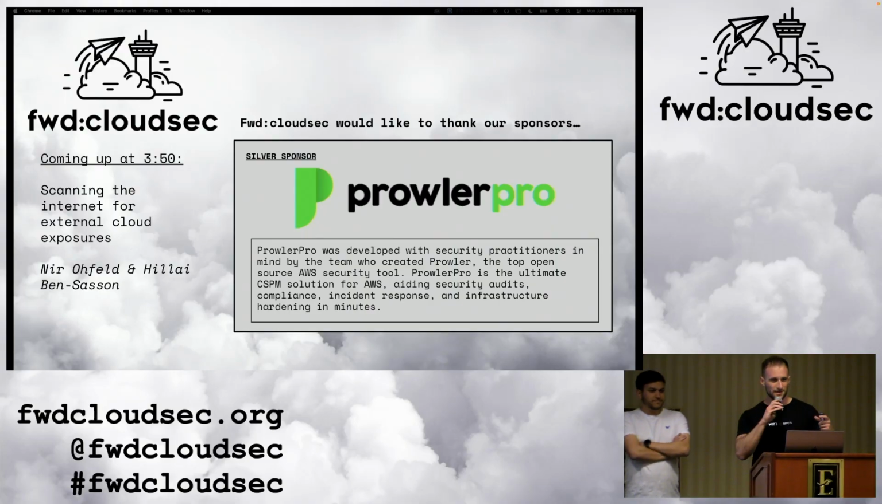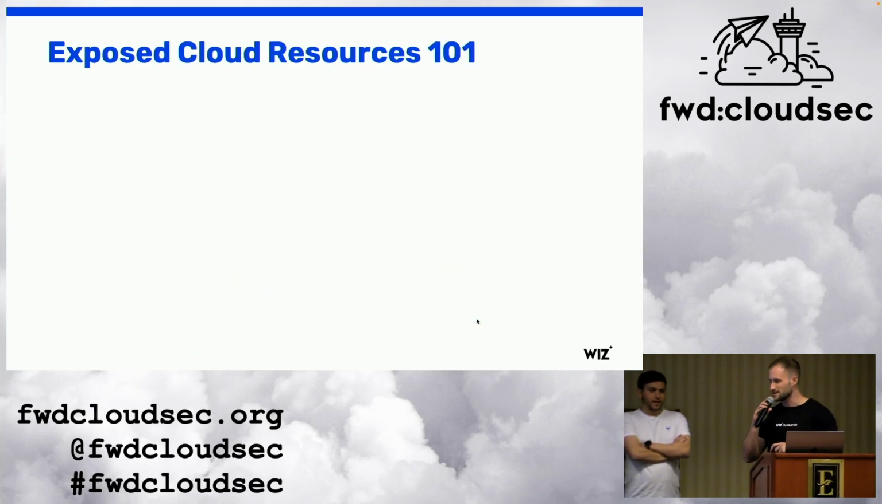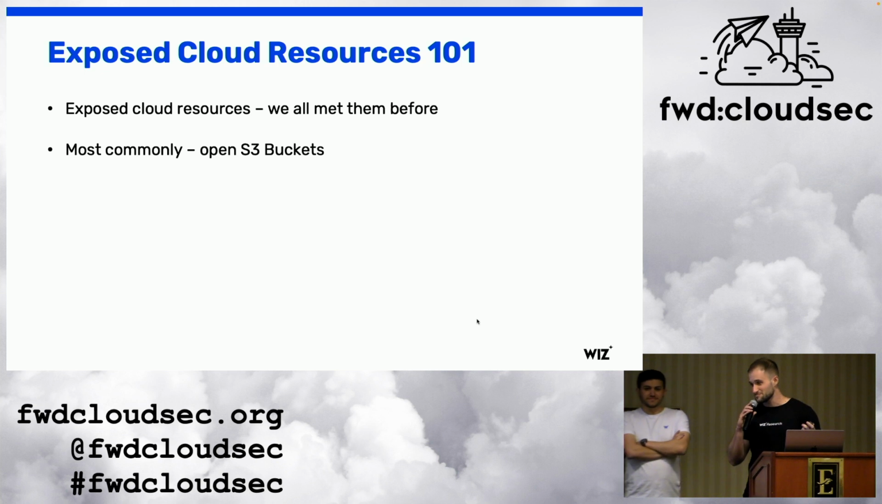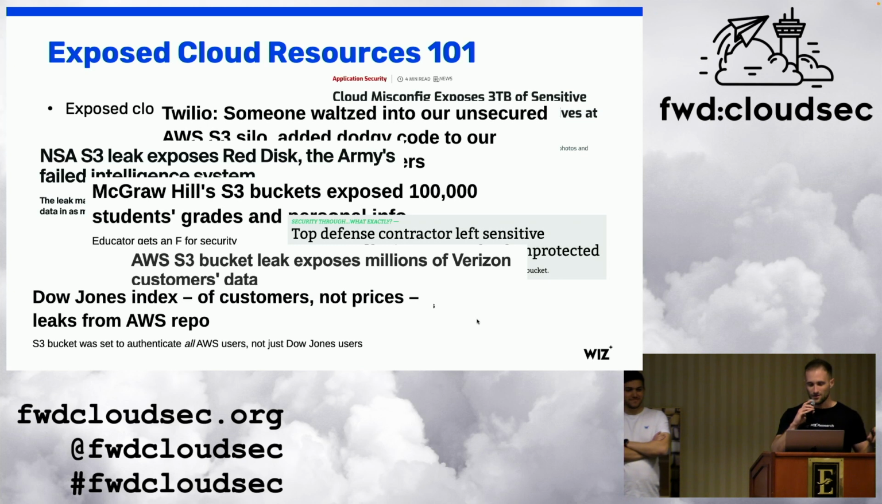Now you might be familiar with some of our work, notable cloud incidents like ChaosDB, OMIGOD, and more. And we actually have more findings coming out soon, so stay tuned to our blog. In recent months, we've been delving into the world of external cloud exposures. And if you're anything like me, when you think about external cloud exposures, you immediately think about exposed S3 buckets. And honestly, I cannot blame you. In recent years, there have been a ton of incidents involving data leakage caused by improperly configured S3 buckets.